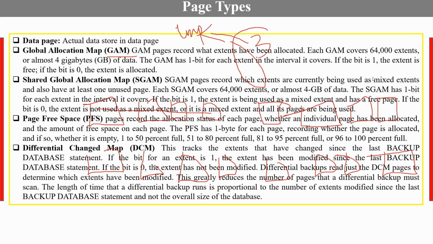You are getting the data from GAM only. Your extent allocation comes completely from GAM. SGAM will store the information about the complete 64,000 extents, whether it is a mixed extent or a uniform extent. Whether that extent is completely occupied with data or any free space is available, that information will be available in the SGAM. Got you?